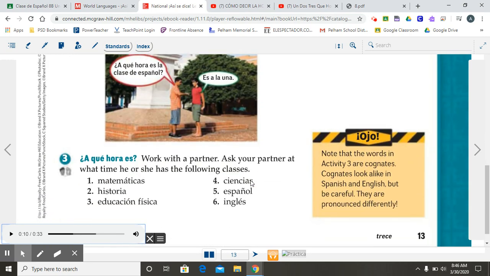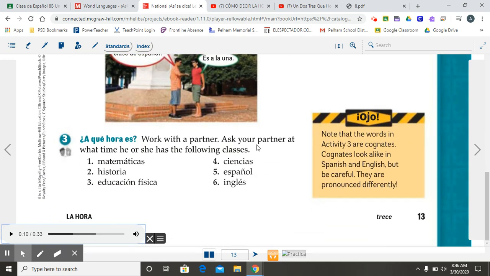All right. Down here it says, work with a partner. Ask your partner at what time he or she has the following classes. I'm not going to make you do this part, but I do want you to notice something. It says, note that the words in activity 3, this one, are cognates. Cognates look alike in Spanish and English, but be careful. They're pronounced differently. So I've talked about cognates before in the other videos.